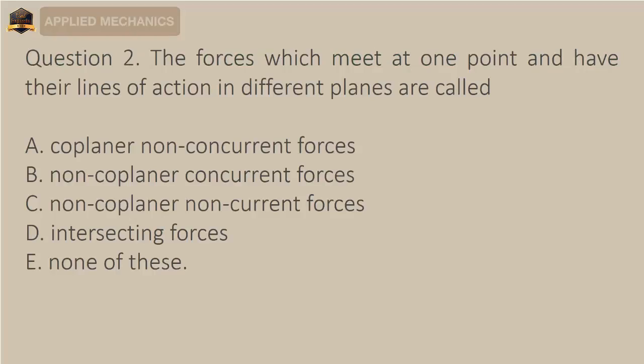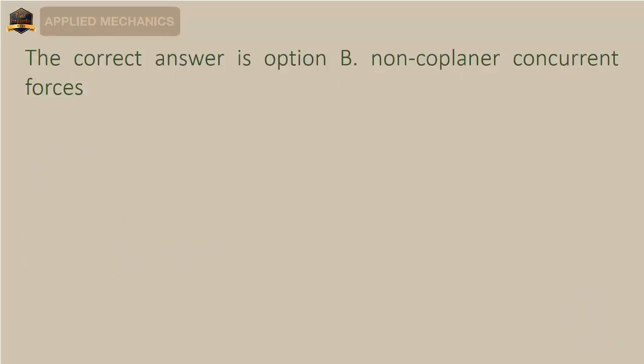Question 2. The forces which meet at one point and have their lines of action in different planes are called: a. coplanar non-concurrent forces. b. non-coplanar concurrent forces. c. non-coplanar non-concurrent forces. d. intersecting forces. e. none of these. The correct answer is option B. Non-coplanar concurrent forces.